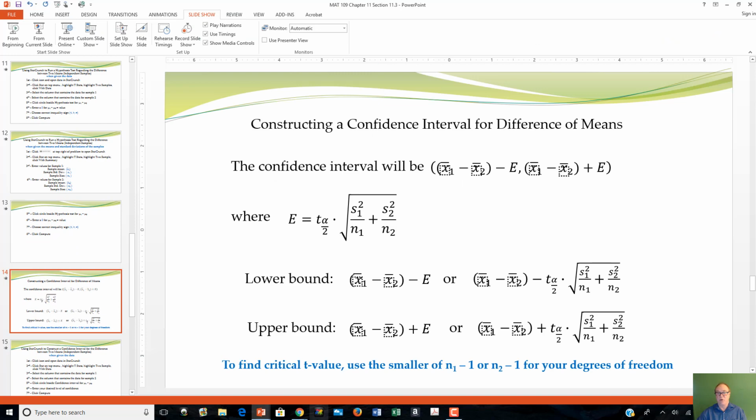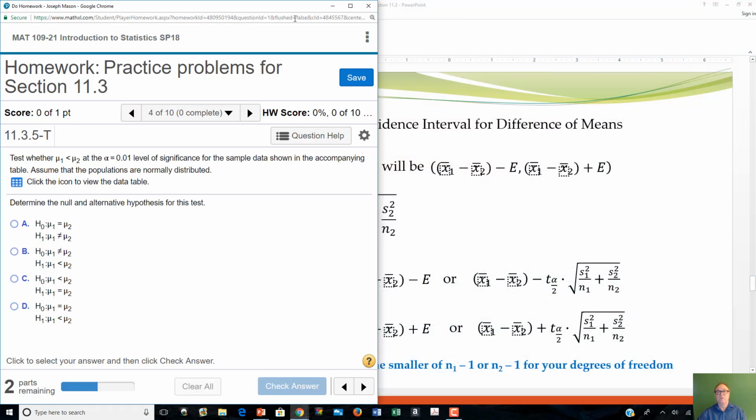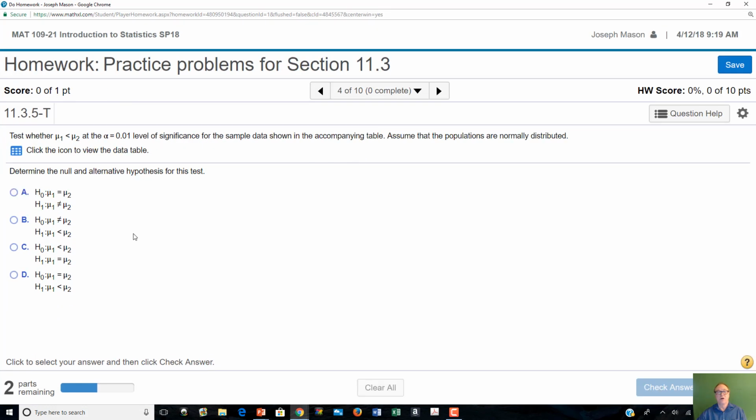So if we go to your homework for this section, here's a homework problem for this section. This is problem number 4. Test whether mu1 is less than mu2 at the alpha equals 0.01 level of significance for the sample data shown in the accompanying table. Assume that the populations are normally distributed.